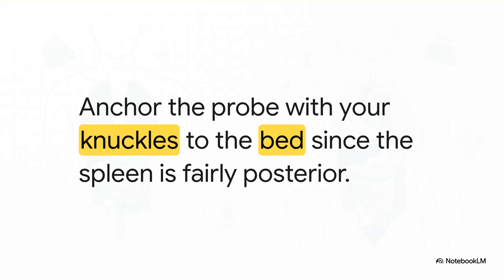Step 2 takes us to the left upper quadrant. When you transition over here to the 8th intercostal space, you literally have to drop your knuckles to the bed. The spleen is your acoustic window for this side, but it sits pretty far back compared to the liver. Your focus here is the perisplenic space between the spleen and the diaphragm. Interestingly enough, there's a splenorenal ligament that actually blocks fluid from easily flowing between the spleen and the left kidney, which is why we target that perisplenic space first.